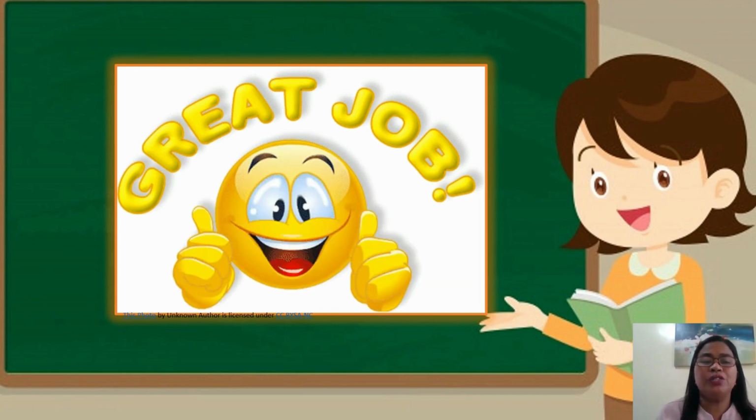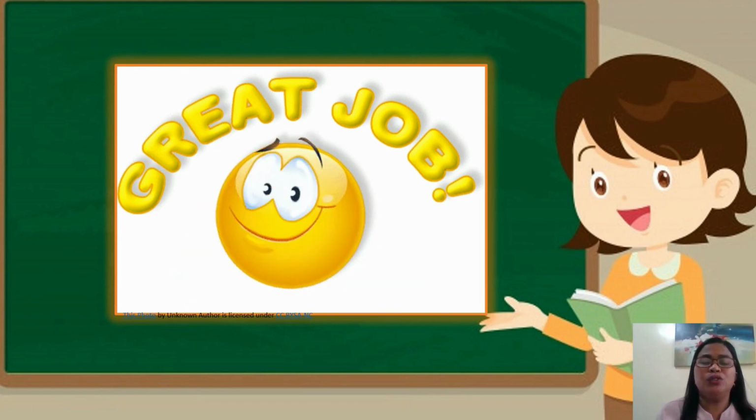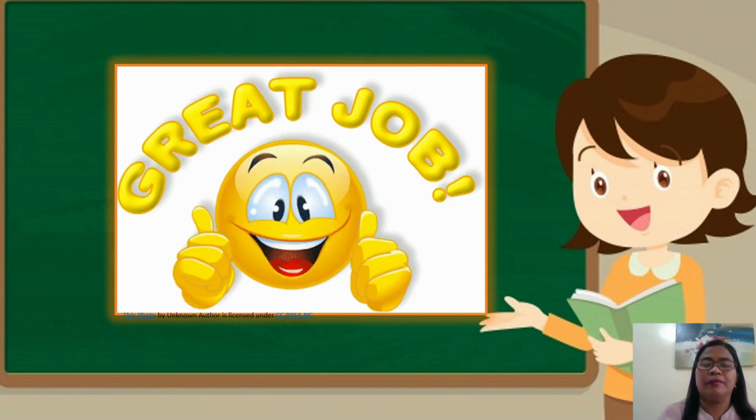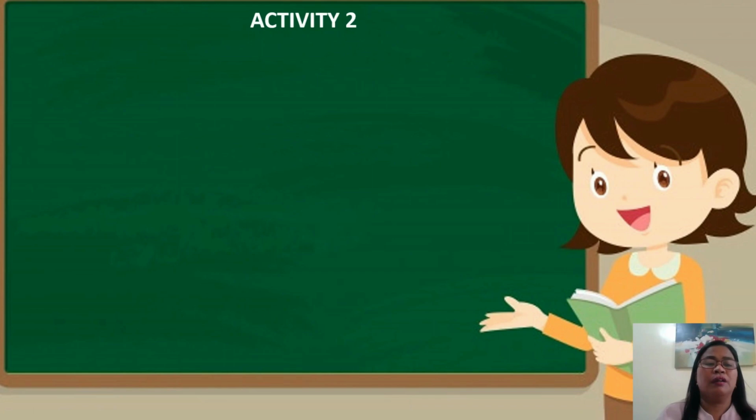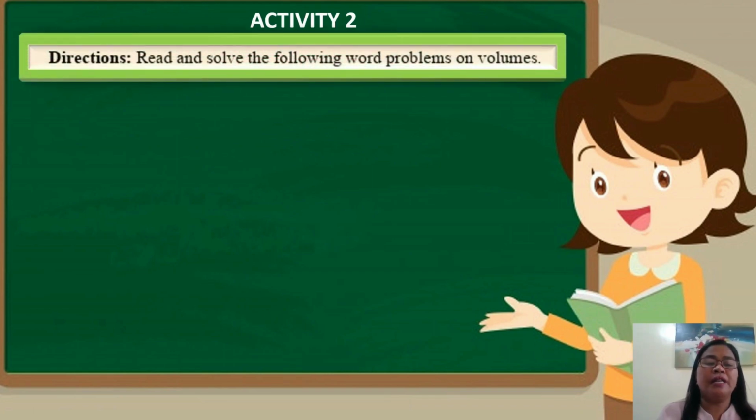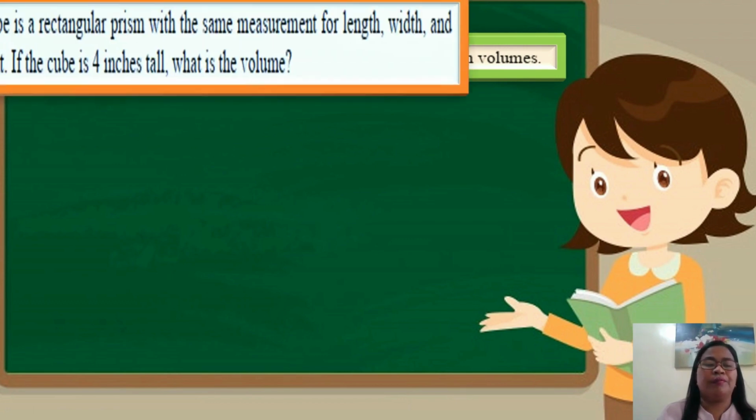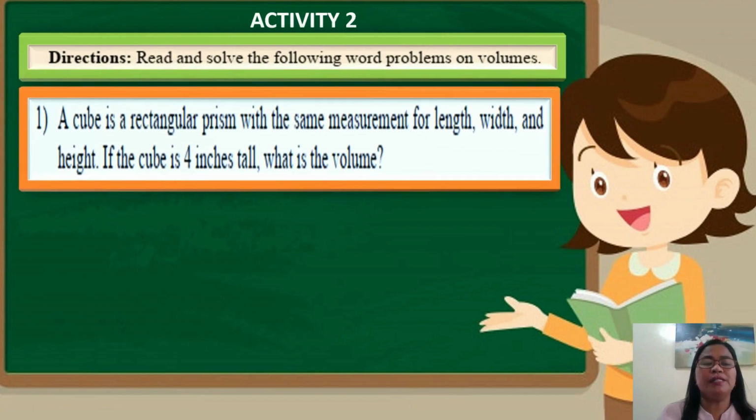Wow, great job, children. You are now ready to do the next activity. Read and solve the following word problems on volume. Be ready with your materials and be the first one to answer the first problem. A cube is a rectangular prism with the same measurement for length, width, and height. If the cube is 4 inches tall, what is the volume? Start answering, children. Go!